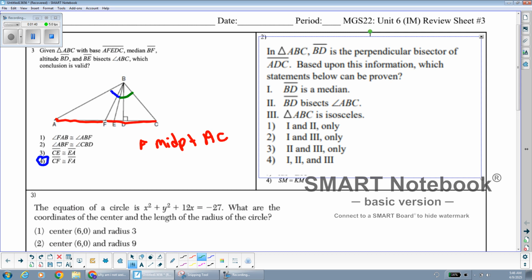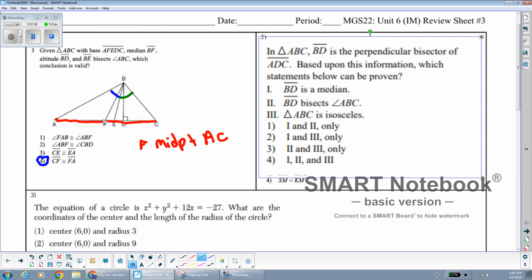And answer choice one, we don't know anything about the relationship between this angle over here and this angle over here. We don't know that this triangle by itself is isosceles. So answer choice number four is the correct answer.